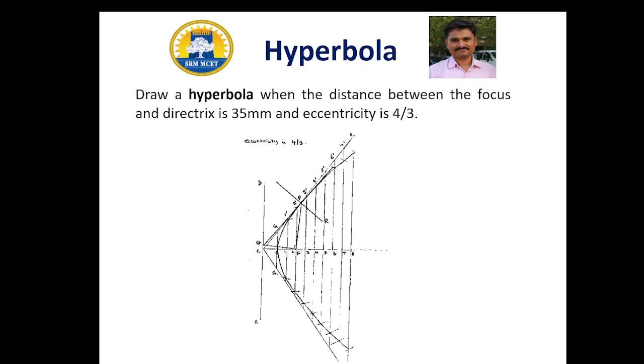Next, divide the line CF into 7 equal parts. That is, e equals 4 by 3. That is, 4 by 3 means DF by DC equals 4 by 3. CF equals DF plus DC equals 4 plus 3 equals 7. Hence, we are dividing the CF line into 7 equal parts.